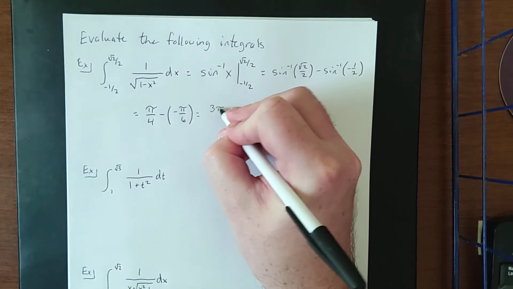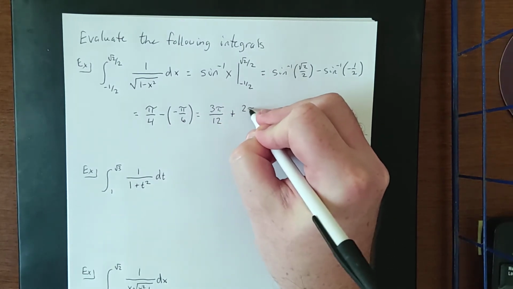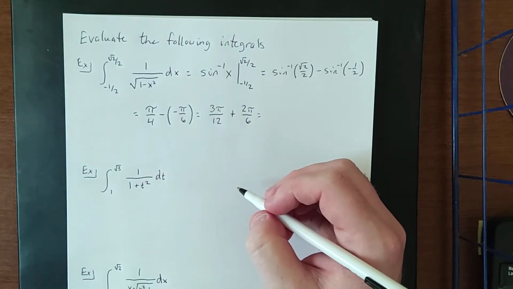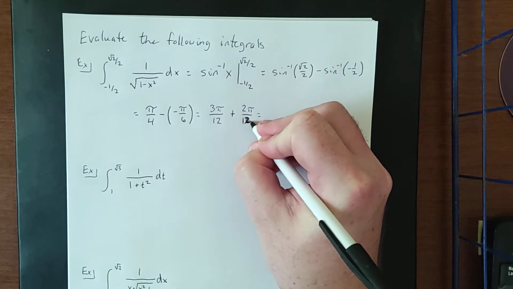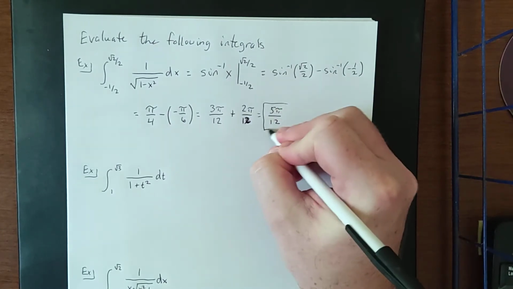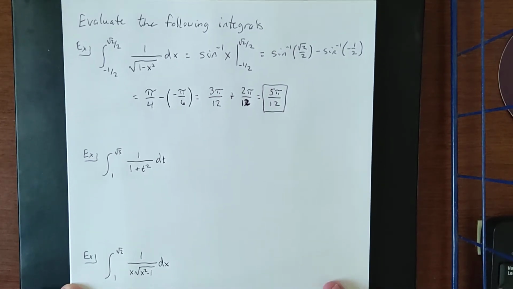Getting a common denominator for these two, the common denominator is going to be 12. Minus a negative can change to plus, and we'll have 3 pi over 12 plus 2 pi over 12. Obviously I meant 12 when I wrote 6. So the final answer for this one is going to be 5 pi over 12. Hopefully this demonstrates that knowledge of the unit circle is going to be pretty imperative for these problems.